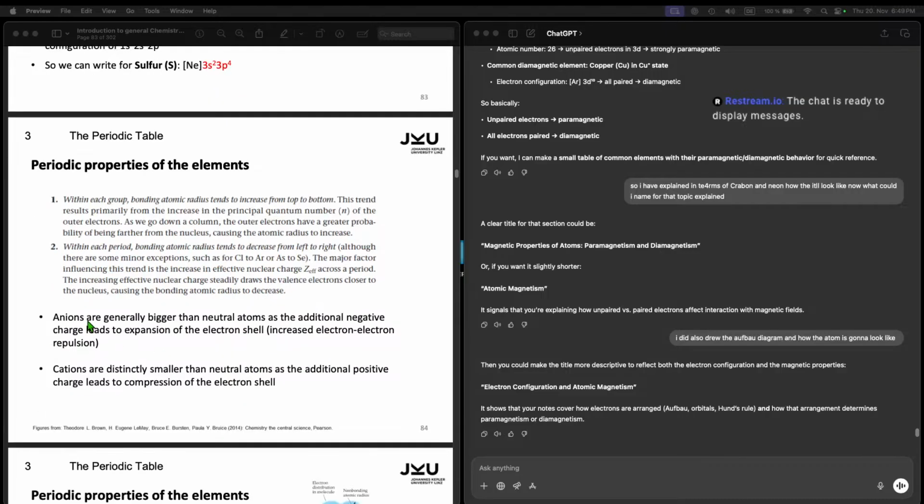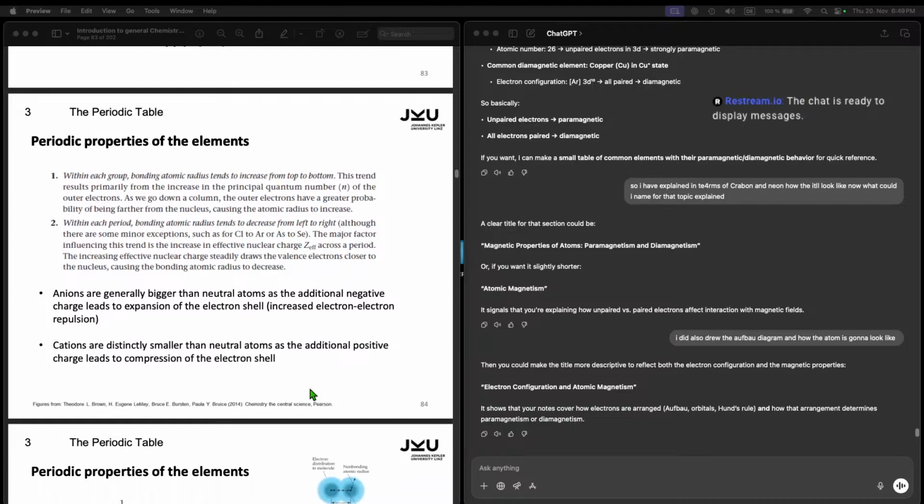Anions are generally larger than neutral atoms, as additional negative charge leads to expansion of the electron shell. Cations are distinctively smaller as the nucleus has fewer electrons to pull in.